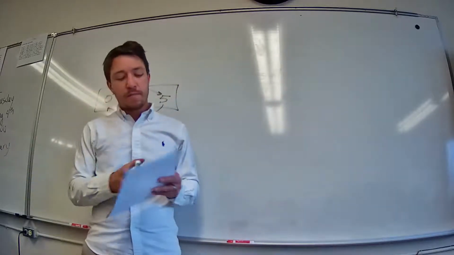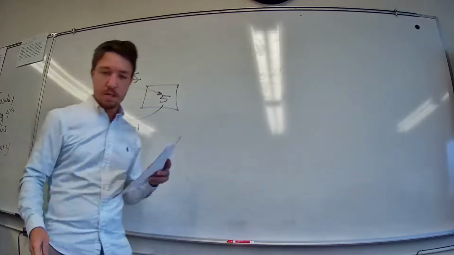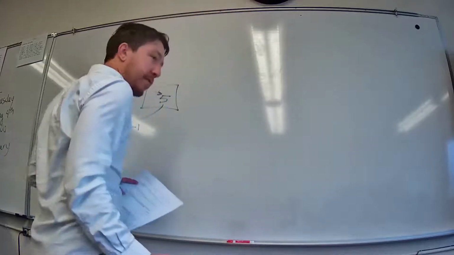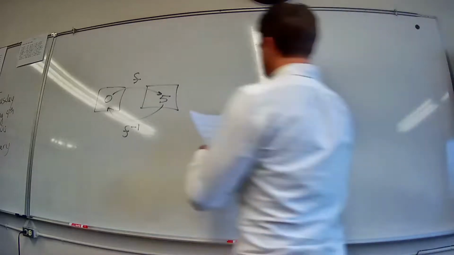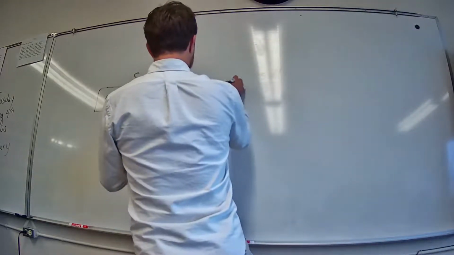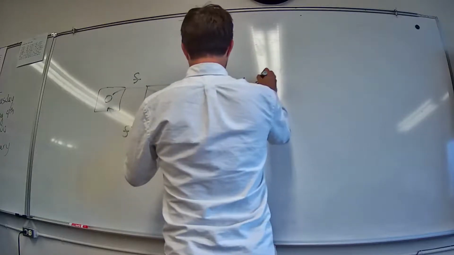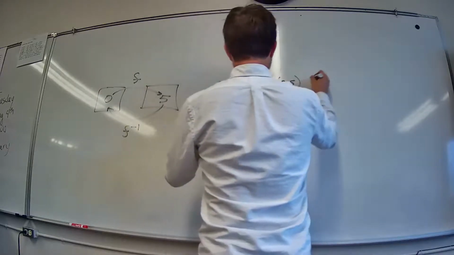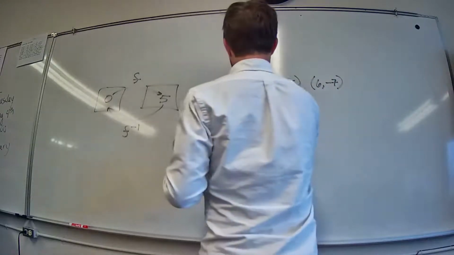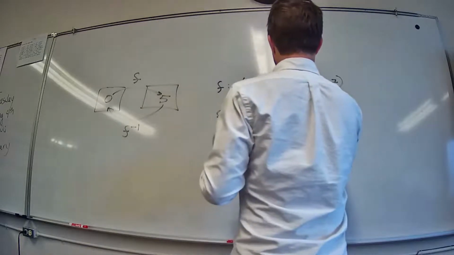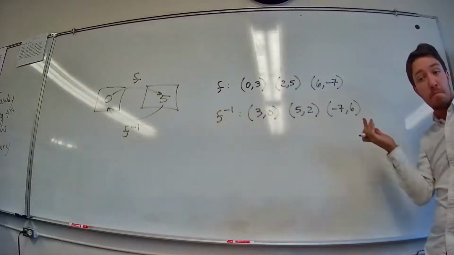Number 6 says if the graph of f contains these 3 points, what are the 3 points that are going to live on the inverse function's graph? Is it 3, 0, 5, 2, and 7, negative 7, 6? Very good. So if f contains the points 0, 3, 2, 5, and 6, negative 7, the inverse function would just swap the x and the y values. That's all there is to that.